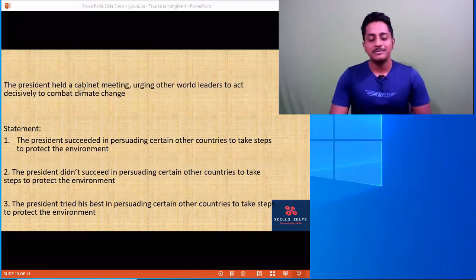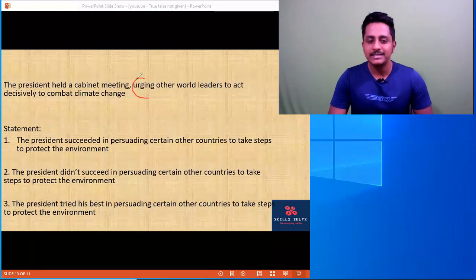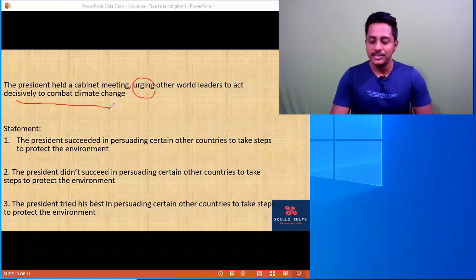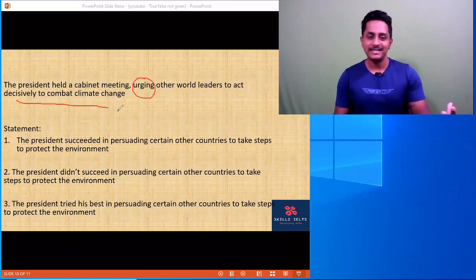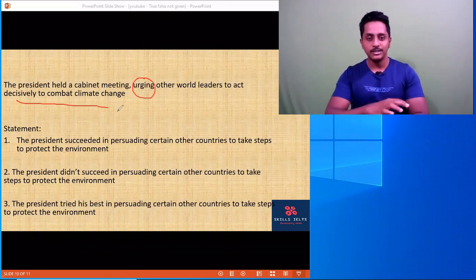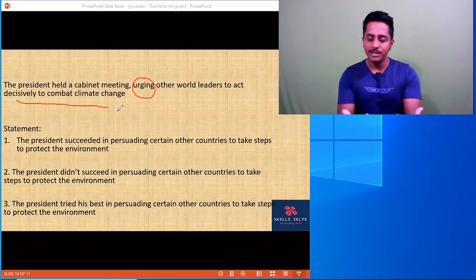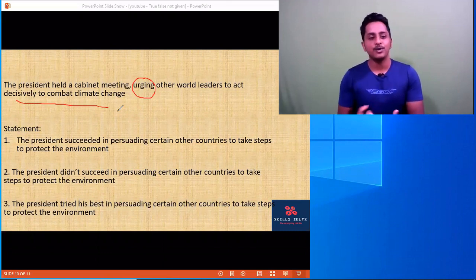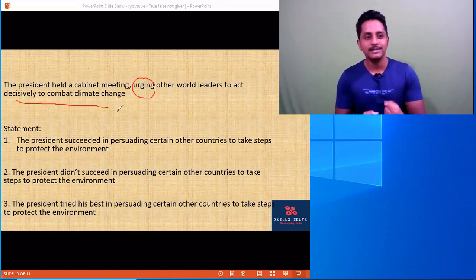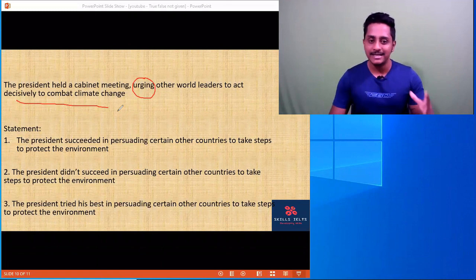The president held a cabinet meeting urging others to act decisively to combat climate change. Let me give you a visualization for this. The president of some country is talking, with a mic, on the dais in front of him. A podium is there. He's holding a mic and he's saying, I request each and every one of you to combat this climate change decisively, let's be together. I request, please, please. That is urging.